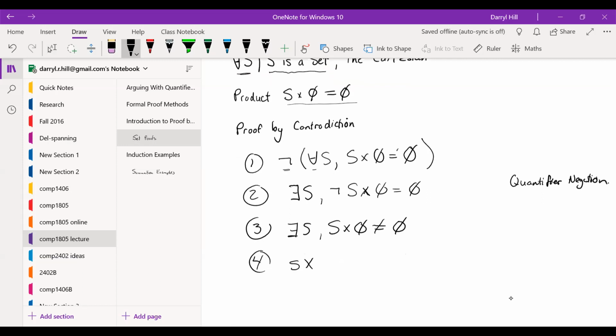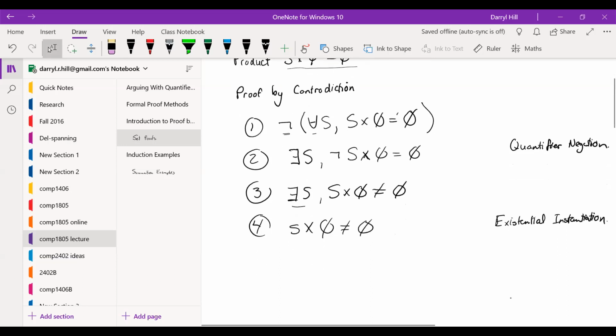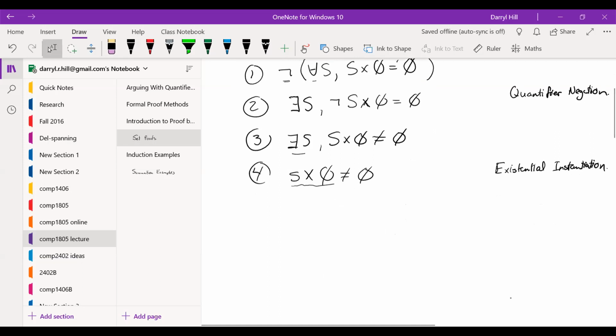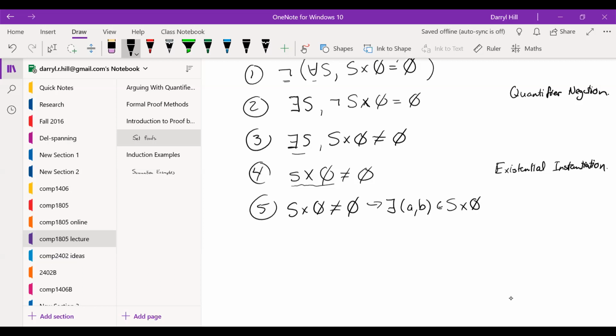So in this case, we can instantiate some set. Since there exists, we can use this existential instantiation. Okay, so there is some set such that the Cartesian product of S times the empty set is not the empty set. And then, if this is not the empty set, this implies that there exists some tuple AB that's an element of the Cartesian product of S times the empty set.